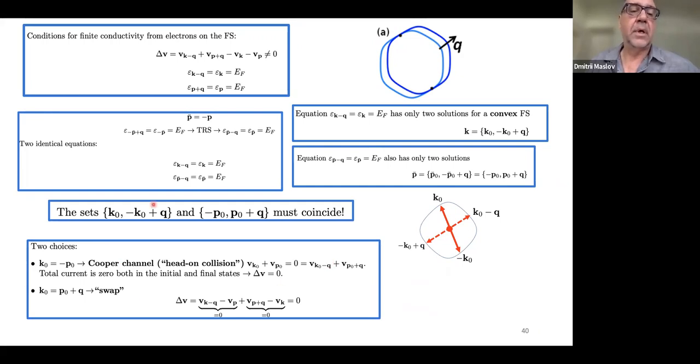Or we can swap our momenta. The first member of this set is equal to the second member of this set, and vice versa. Okay, but if I rewrite my velocity imbalance in a slightly different form, just after rearranging the terms, here is the difference between the initial state and the final state of the second electron, but because we had swap, they're the same, so this is equal to zero, and the same for this term. So it means that if I have this initial state, its final state coincides with the initial state of the other electron.